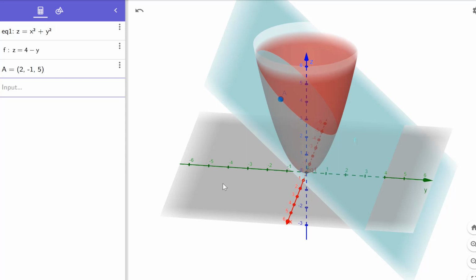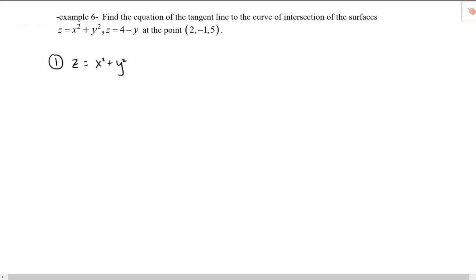We're going to find the gradient for the paraboloid, find the gradient for the plane, do the cross product in order to find a direction vector orthogonal to both of those, and that'll be the direction vector for our line. Let's give it a try. Let's begin with the equation of the paraboloid. Our first step will be to rewrite this in the form capital F equals 0. Next, we'll find the gradient of this capital F, and we'll evaluate that gradient at the given point.